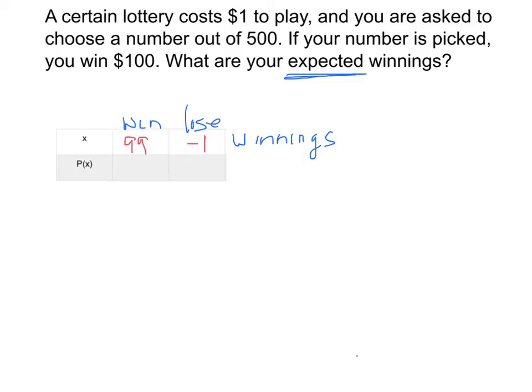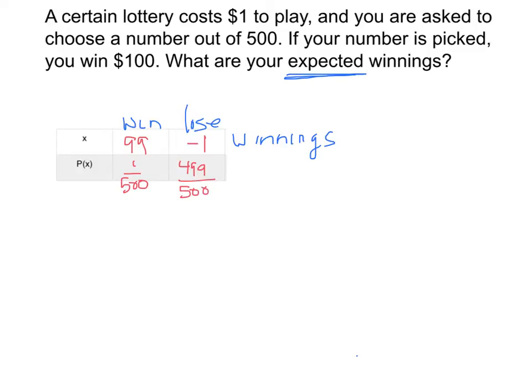Now let's look at the probabilities. For winning, the only way to win is if they pick your number out of 500, which means that there is 1 in 500 ways. That's your probability of winning. And all of the other numbers are the probability of losing, which means that if I subtract the 1 from the 500, I get 499 out of 500.